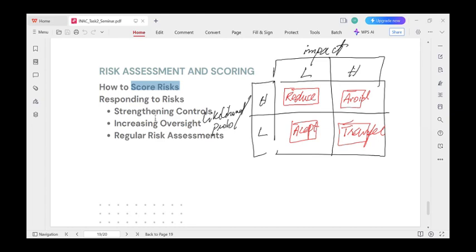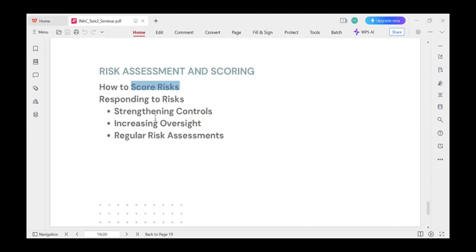Okay, do you guys want to talk about risk assessment as well? Let me just quickly give you an overview of that as well. Okay, risk assessment.